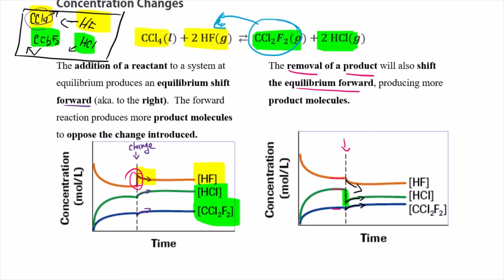Or what would happen if I removed a reactant? What if I removed HF from the system? Well, then I'd have fewer forward reaction collisions, right? I'd have fewer collisions between these reactants. And so then I would have less of the forward reaction, and that would cause a shift towards the reactants as well. So you notice that anytime I add something, it shifts away from that side. And anytime I remove something, it shifts towards that side to replace the thing that's been lost.